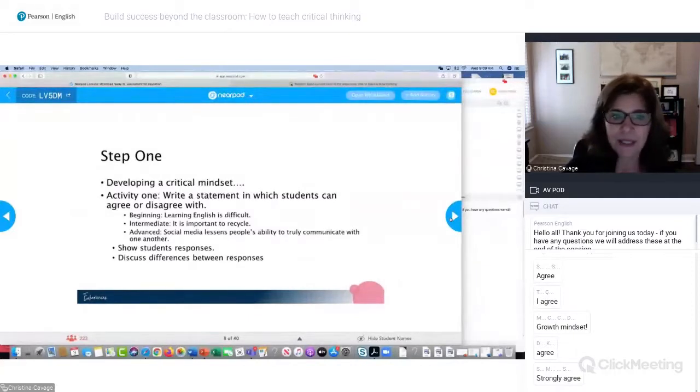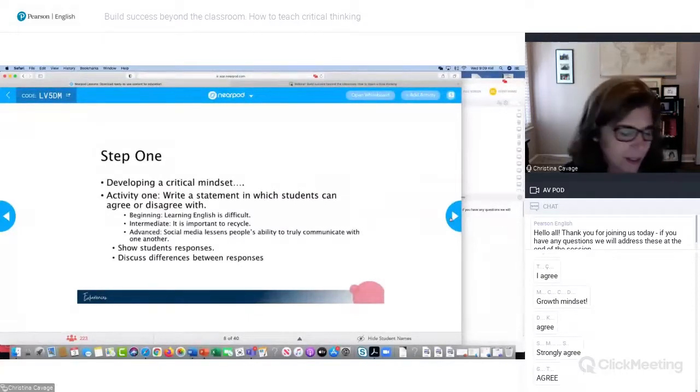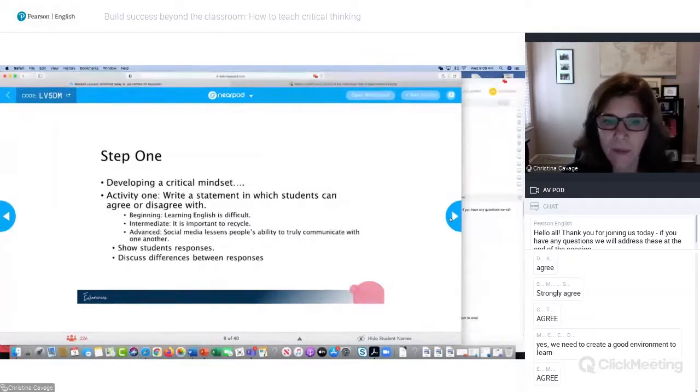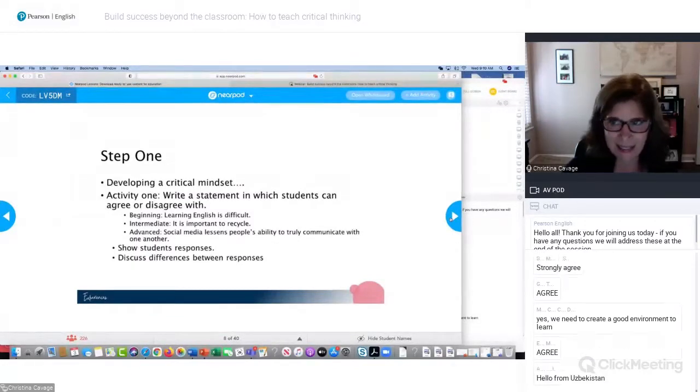At the intermediate level, perhaps we're doing a theme on the environment, which is so common in many of our core texts today. We might write, it's important to recycle. In our advanced level, we might write, social media lessens people's ability to truly communicate with one another. We get students to agree or disagree, but beyond that, we get students to answer that why.